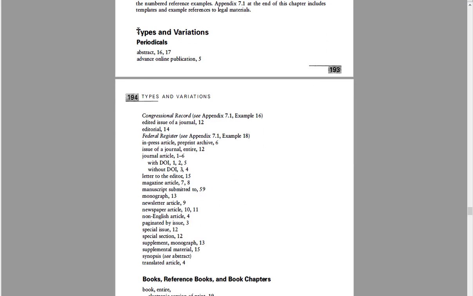So let's look at how this section is laid out. The first thing you're going to have here are what we call types and variations. So it has sections, and it has periodicals. These are like journal articles. That's the most common type. But it has a wide variety. And you're going to see that these have numbers next to them. So number 2, number 14. We'll look at what those mean in just a second.